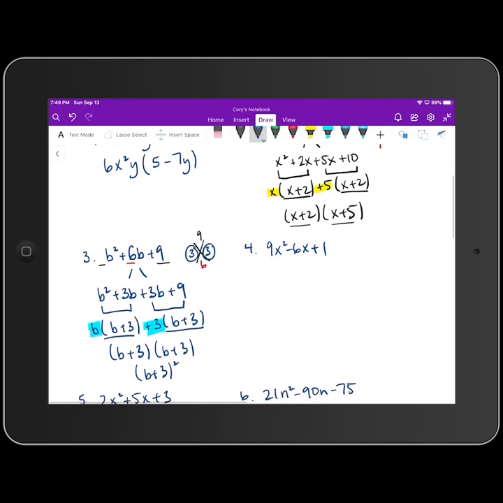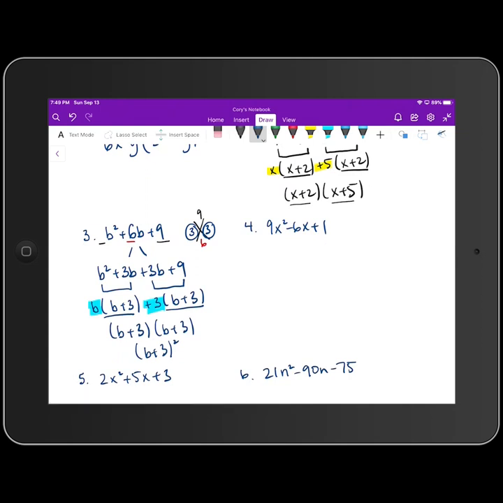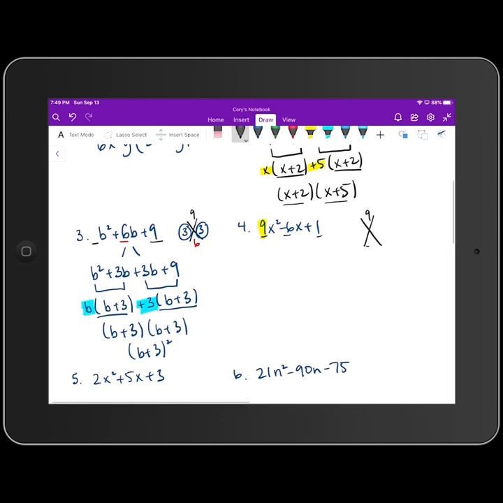Okay, let's do the same thing for number 4. So number 4 is a little bit different in that it has a leading coefficient. And typically, these are the problems that are the most challenging to factor. But the technique that I showed you is going to work for all factoring problems. So I'm going to make my x over here to the side. The number that goes on top is going to be the product of the constant term and the leading coefficient. So 1 times 9 is positive 9. The number that goes on bottom is the coefficient for the x term, which is negative 6.